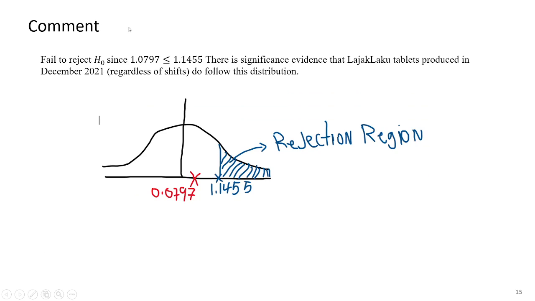So coming to the answer of the question, we actually failed to reject h naught since 1.0797 is less than 1.455. So we can conclude that there is significant evidence that Lazaq-Laku tablets produced in December 2021 do follow this distribution. So we can say that it follows the FDA distribution.